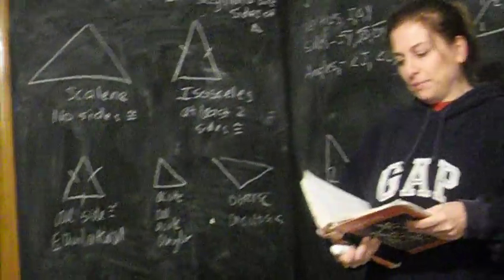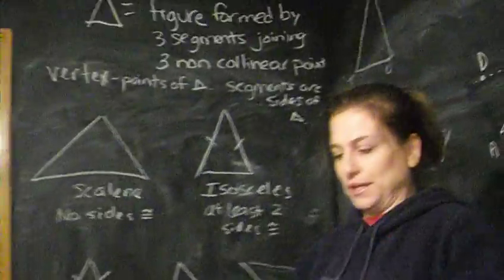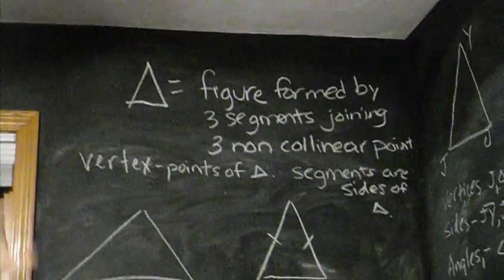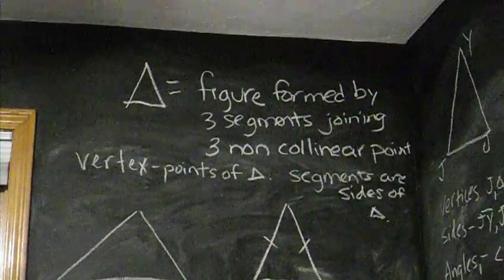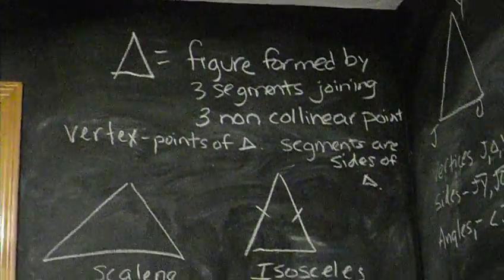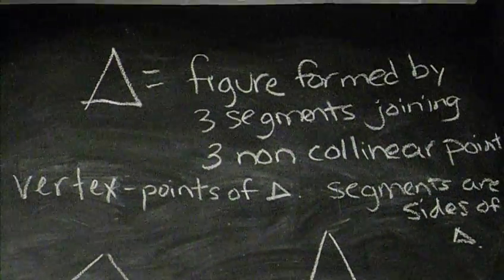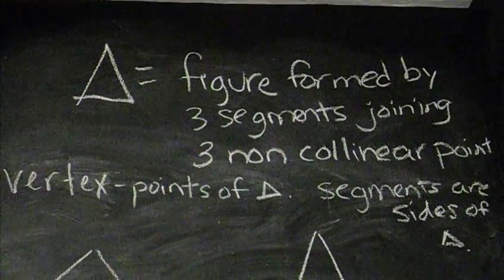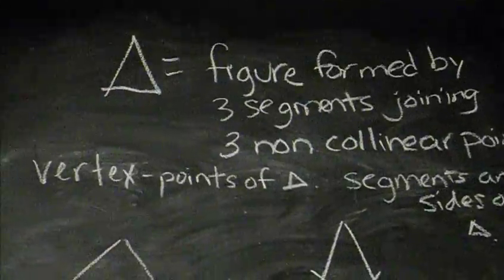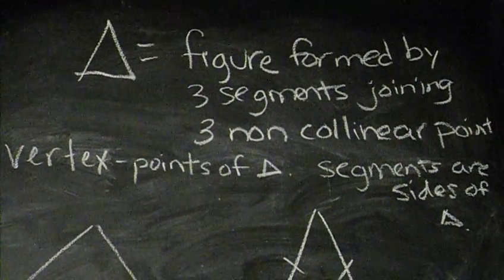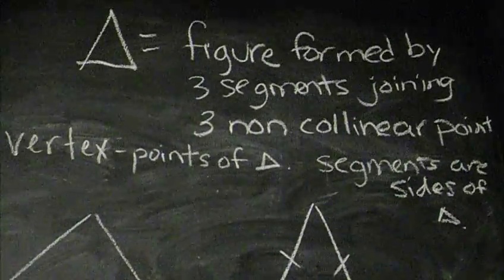Okay, ready? We are doing applying parallel lines to polygons. I'm so excited because today we're going to be talking about a triangle. And what's a triangle? Put these all in your notes. If you open to page 72, there's a bunch of different triangles. 1, 2, 3, 4, 5, 6, 7. There are 7 different triangles. You're going to draw them all in your notes. You're going to write the definition of a triangle: a figure formed by 3 segments joining 3 non-collinear points.